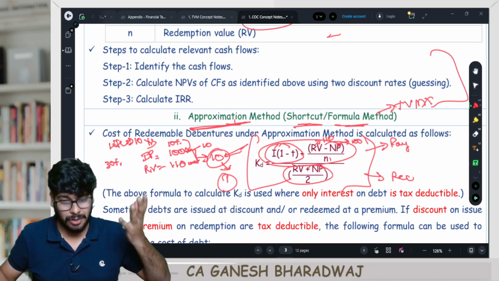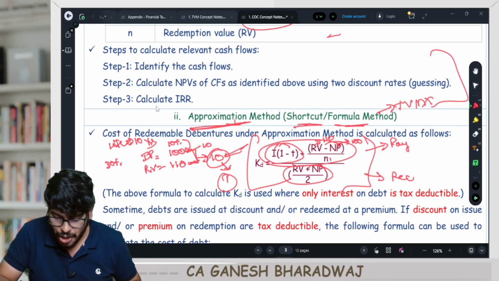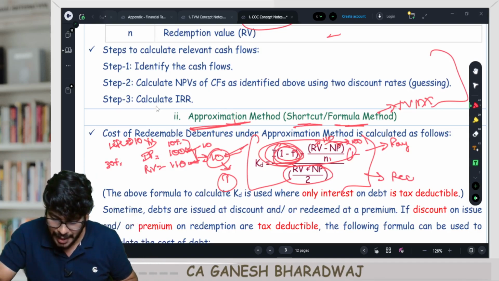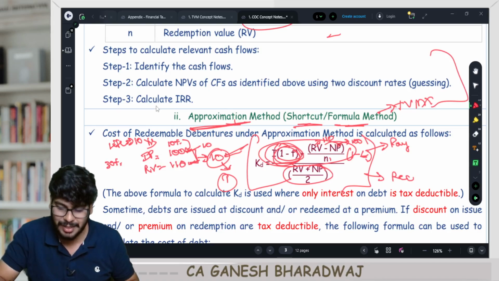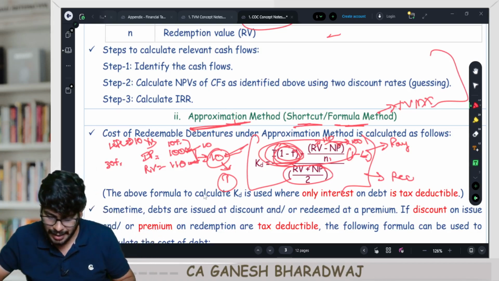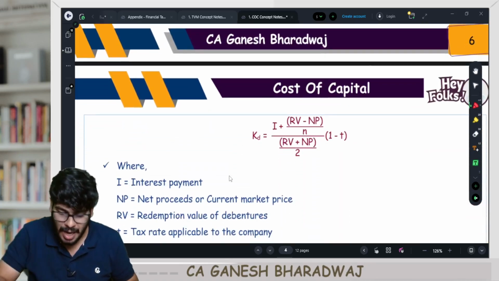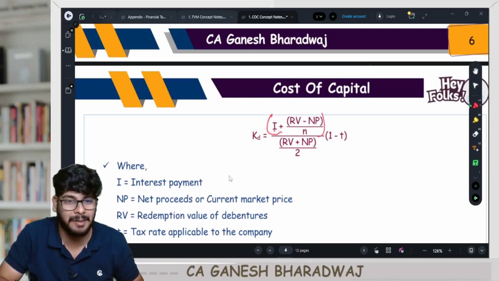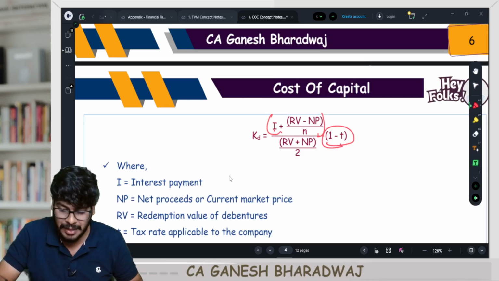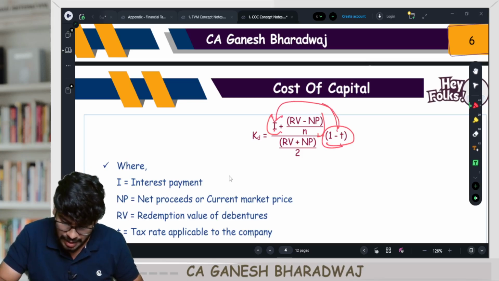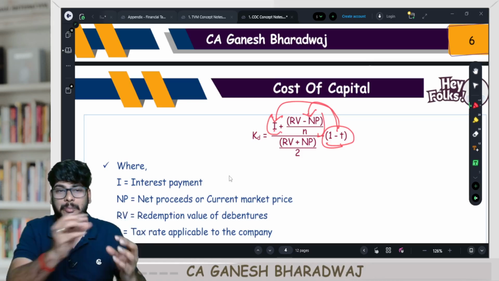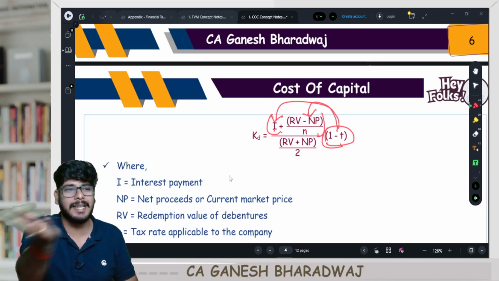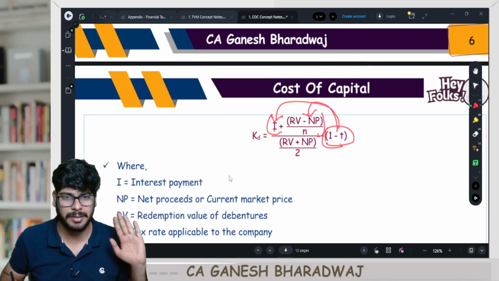If you are assuming that is also a part of your tax benefit, then this tax shield should also be applied on this one. Or in other words, you take this (1 minus t) common outside, and the formula will look as follows: I, just the interest, plus (RV minus NP) by N. Everything is the same, but if you assume the tax benefit is applicable on both your interest as well as on this amortized component of the difference between RV and NP, then take (1 minus t) common outside and say it is applicable on both. Are you able to understand this?